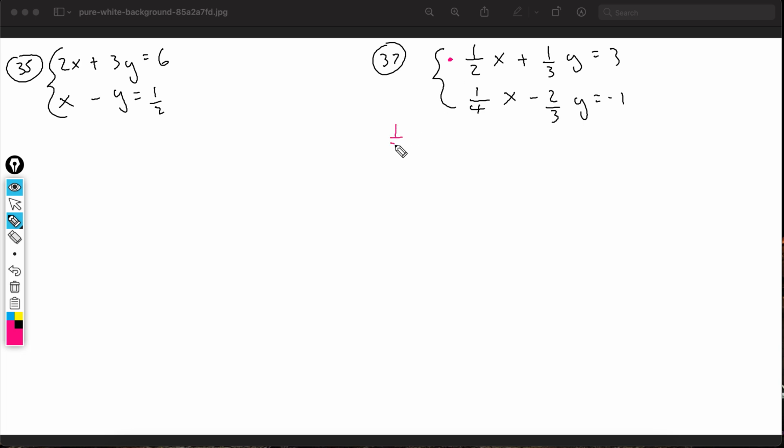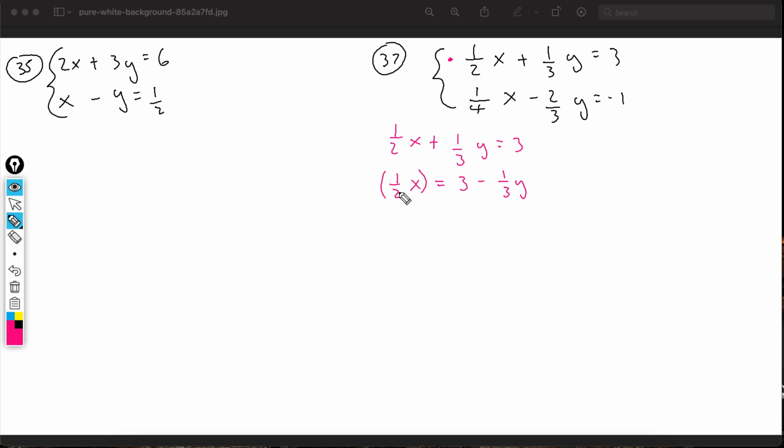So we're going to have 1/2 x plus 1/3 y equals 3. I want to solve for x. So what am I going to do? I'm going to do this. 1/2 x equals 3 minus 1/3 y. With me so far? Nothing crazy thus far, right?